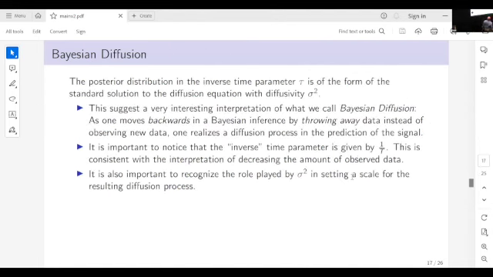Okay. So maybe this is what I've just said, the posterior distribution in the inverse time parameter tau is the formal standard solution for the diffusion equation. The variance is like the diffusivity, that's hard to say late in the afternoon. And this suggests a very interesting interpretation of Bayesian diffusion as a sort of backwards inference. And then when we compare it to RG, this is going to be in inverse time. And later we will get to the full dictionary where we relate that amount of data to the scale in the RG. And we'll see that in a minute.